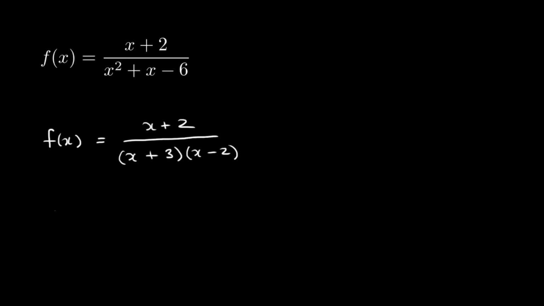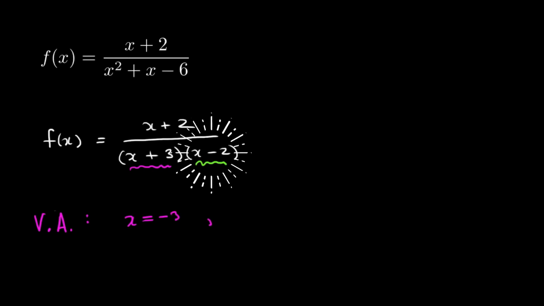We have 2 unique factors on the bottom, so we look at each of them individually. So what would make x plus 3 equal to 0? Well, of course, that's going to be x equals negative 3. So we'll say the equations of our vertical asymptotes are going to be x equals negative 3. And our second one is going to occur at an x value that can make x minus 2 equal to 0. And of course, that's x equal to plus 2.